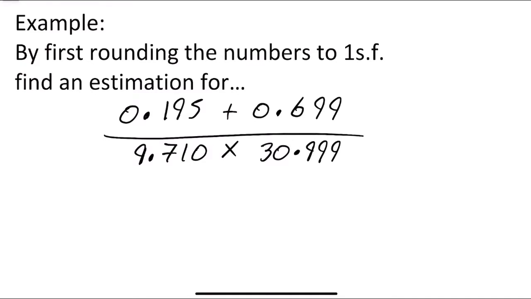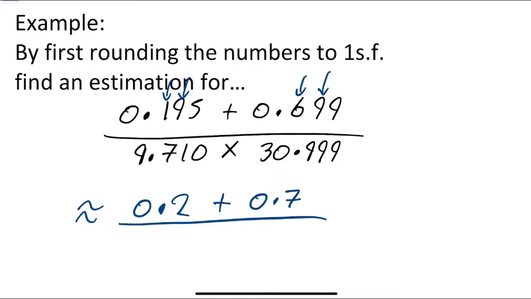Okay, this example says, by first rounding the numbers to one sig fig, find an estimation for 0.195 plus 0.699 all over 9.710 times 30.999. So we're going to do the one significant figures bit. So the first sig fig here is the 1. The next one, the check figure, is a 9. So that means you round up, so it becomes 0.2. And then we have plus, and the first significant figure is the first non-zero number you come to, remember. So it's 6. The check figure is a 9, which means you round up, so that's 0.7.